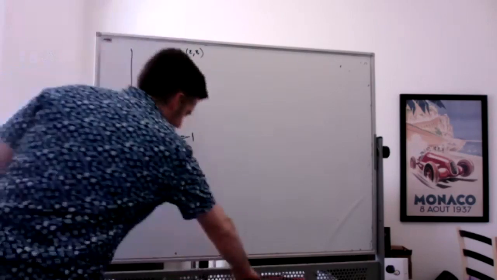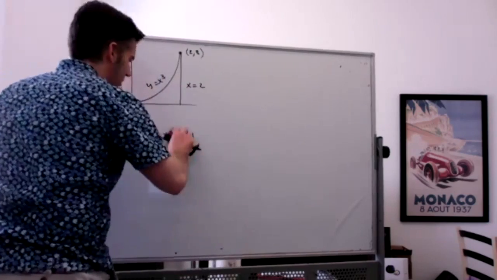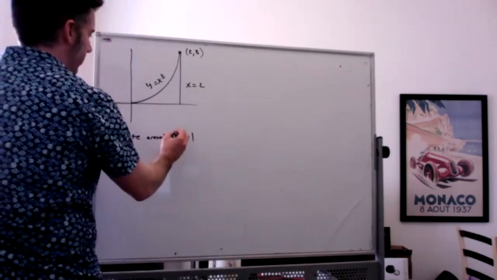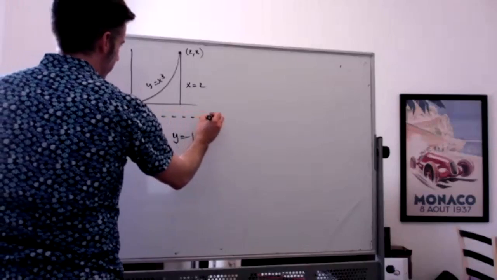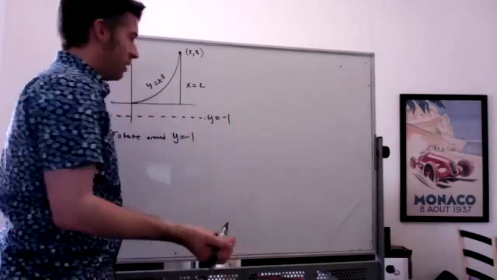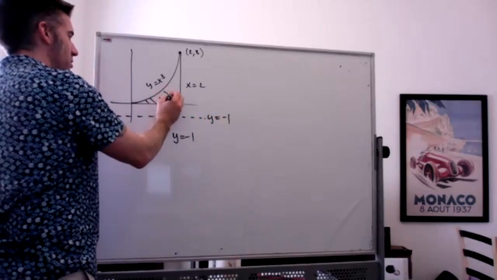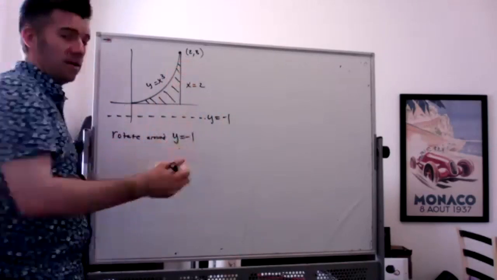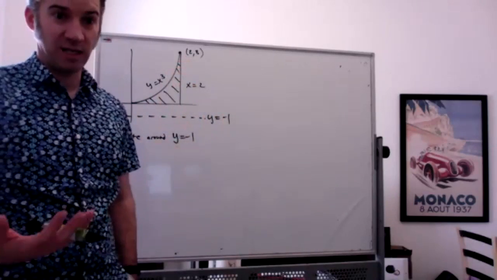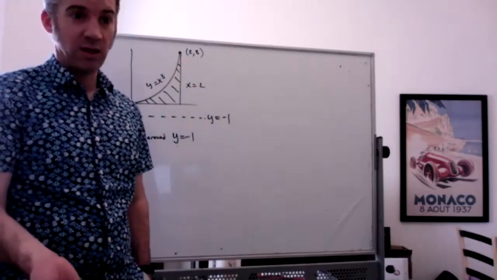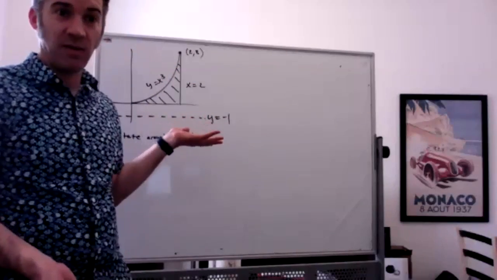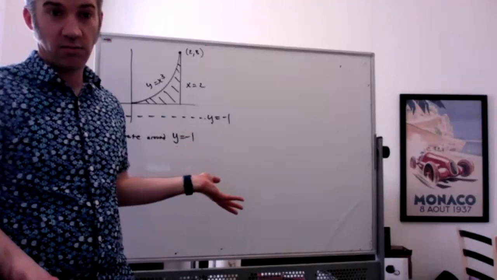Sorry, I meant to say y equals -1. Brain. Now we can do x as well. So we do it around y equals -1. Here's my axis of rotation. Here's my region. So let me ask everybody, based on what I just said about the disk and washer method and the axis having to be one of the boundaries, are we going to need to use the disk method here or the washer method here?